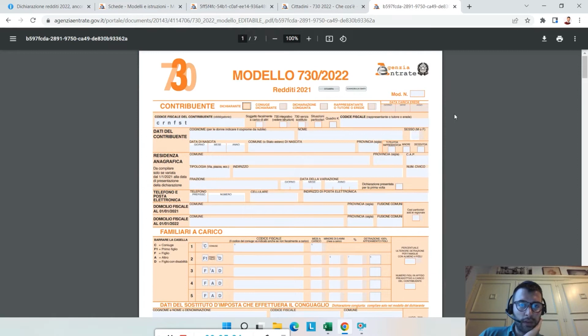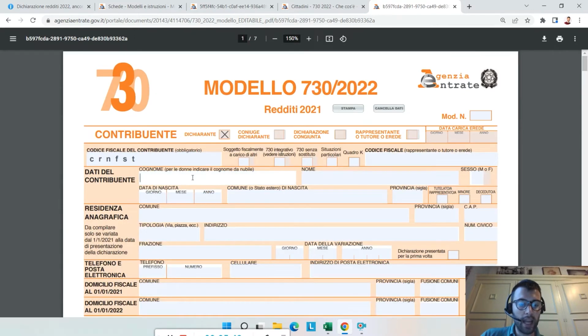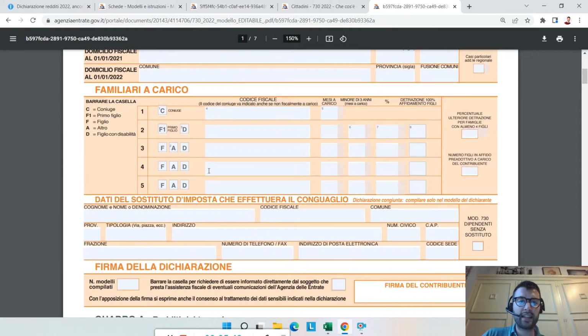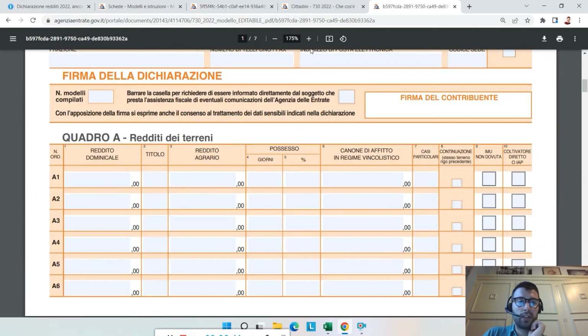So first of all, here contribuente is the person. Let's say I am declaring. Here I put my fiscal code, and here I put my name, like Carnevale, Fausto, all the information. Let's say that I have my wife. I'm still not married, but let's say I have my wife, 12 months a carico. What does it mean? It means that basically I support her economically, because I have some deduction for this, but we'll see. Then I have to start to declare.